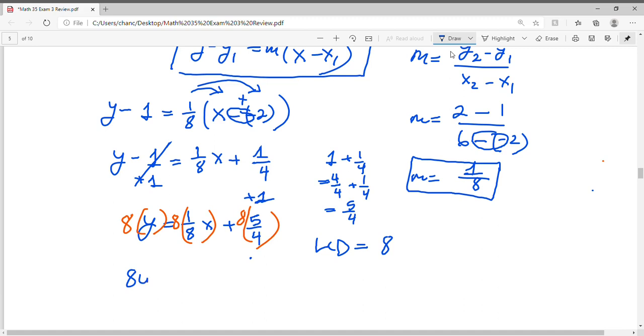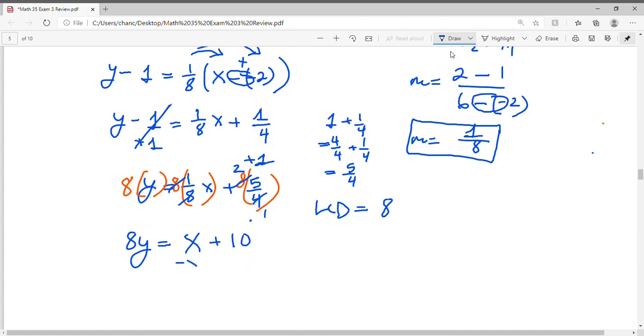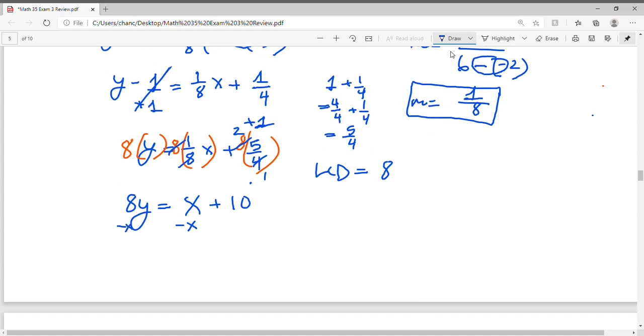This gives me 8y equals x plus, we can reduce this to a 10. So we have 8y equals x plus 10. Now to get this in standard form, we need to subtract x from both sides. Let's subtract x from both sides. I have negative x plus 8y equals 10.